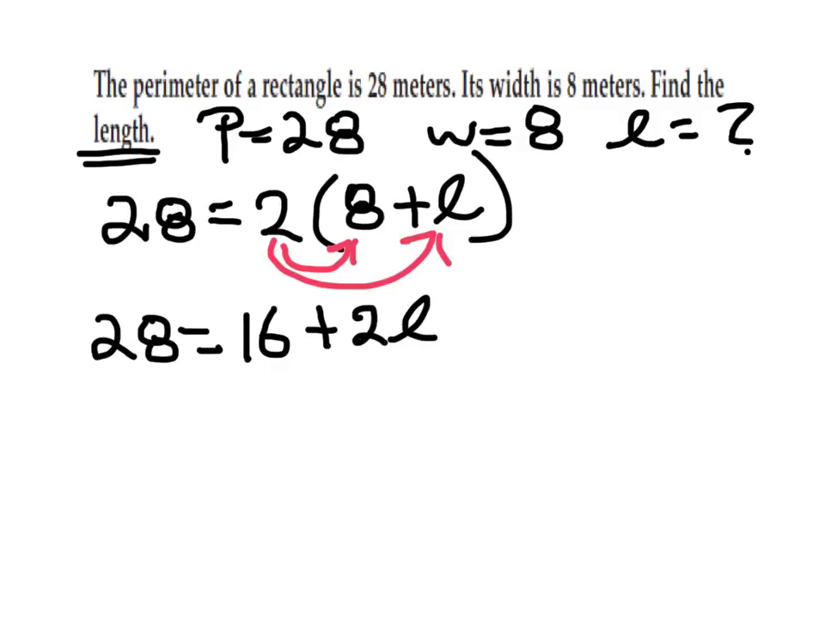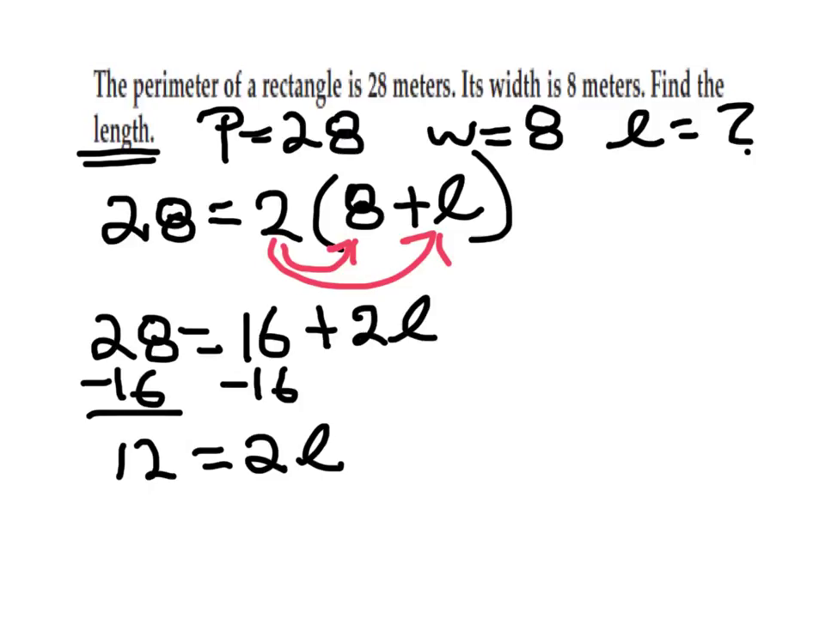I'm going to go ahead and try to isolate this L, our length, and to do that I'm going to go ahead and subtract 16 from both sides because of backwards PEMDAS. I get 12, bring down the equal sign. The 16s cancel out or give me 0, and I'm left with 2L. Divide both sides by 2, so I can isolate the L, or the length. Now I have L is equal to 6.